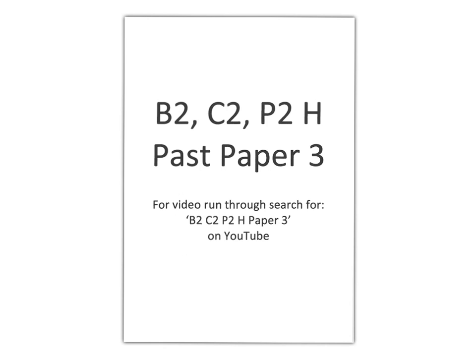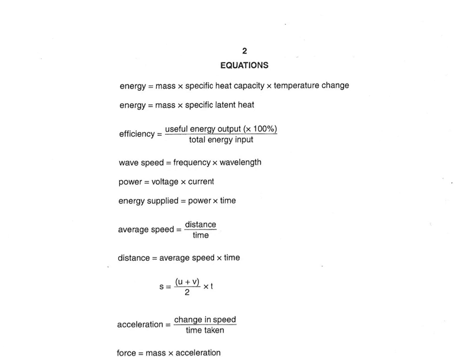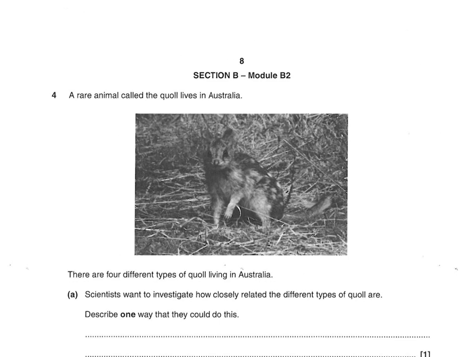This is the run-through video for the B2, C2, P2 Higher Past Paper 3 video. And remember, you've got these equations in front of your paper every time. So in the physics section, these are particularly important. For example, this one or this one. But the first section is the biology section.